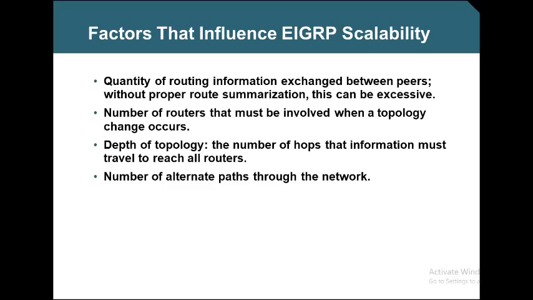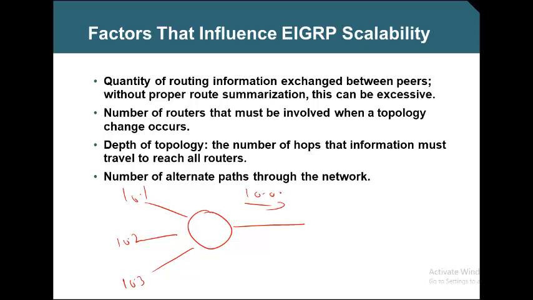This point we saw earlier. I'll repeat. I have 10.1, 10.2, 10.3, and so on. And we summarize 10.0.0.0. If one goes down, will it disturb the next router? No, because we have summarized. Only when all these three go down will the summary route stop being advertised and a notification be sent. You see, when you do summarization, the number of routers involved when the topology change occurs is less.